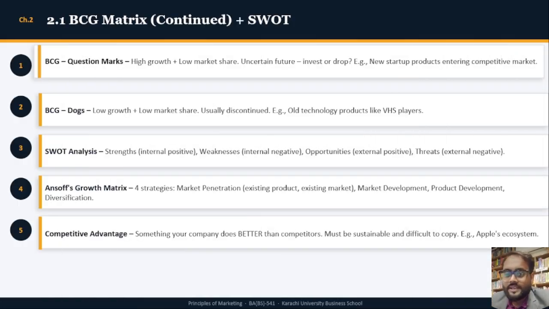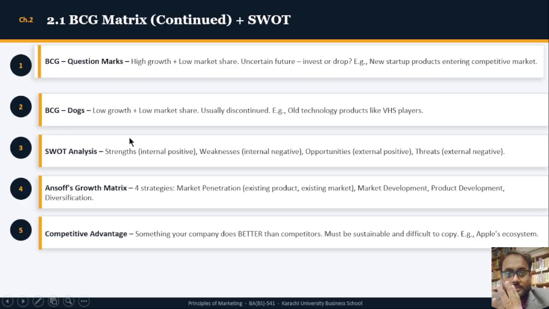Next in the BCG matrix we have the question mark. The question mark is high growth, low market share, and an uncertain future. Anything can happen to it. There is a big question mark over whether the company will be able to sustain itself in the market. The choice is invest or drop. We have to invest, or hold back if we don't want to invest. Examples are new startups or products entering a competitive market.